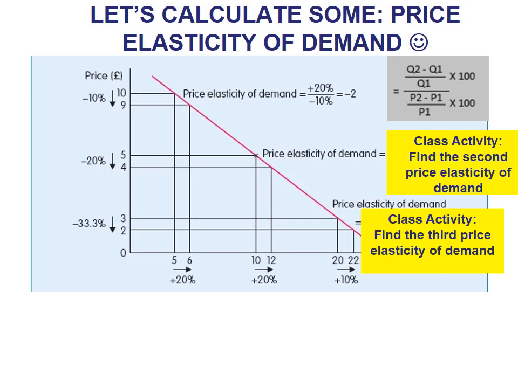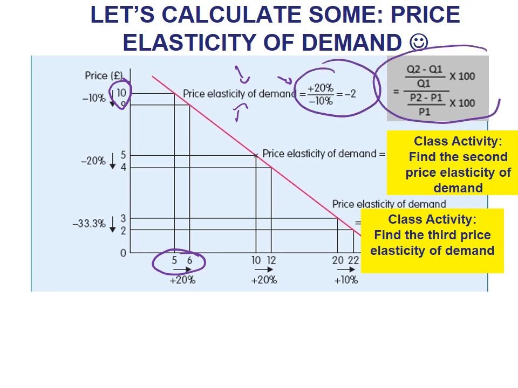All right, let's have an example. Let's calculate the price elasticity of demand for this first change in price. Now let's see what's happened. Price has changed from £10 to £9, and as a result, the quantity demanded has increased from 5 units to 6 units. You can tell from our formula that the price elasticity of demand is simply the percentage change in quantity demanded divided by the percentage change in price, which is this, and it will give you this.